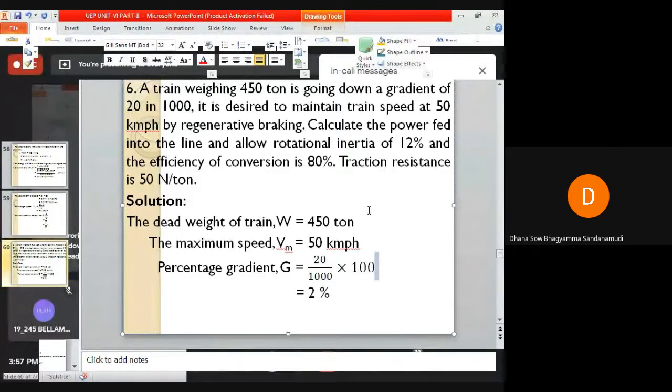Okay, so in this problem, the data given is almost similar to the previous problem, isn't it? So train dead weight is given, that is 450 ton, and gradient is given, that is 20 in 1000. So you can determine the percentage gradient, 20 by 1000 into 100, and train speed must be maintained, means maximum speed should be 50 kilometers per hour.